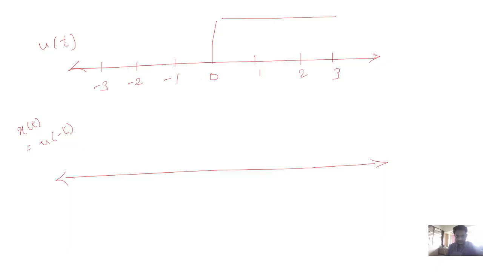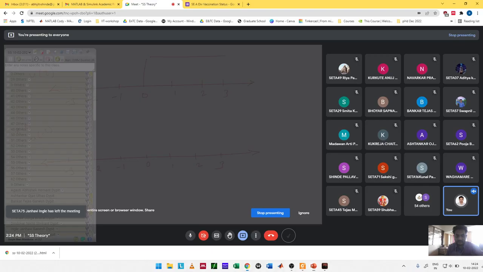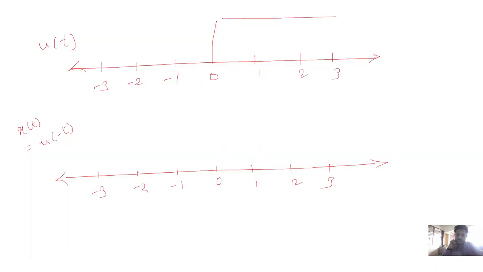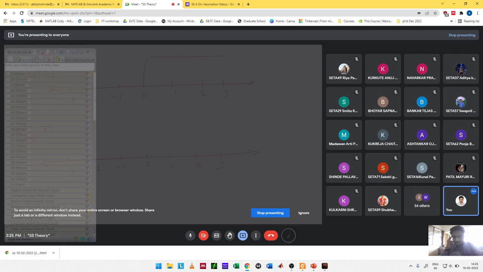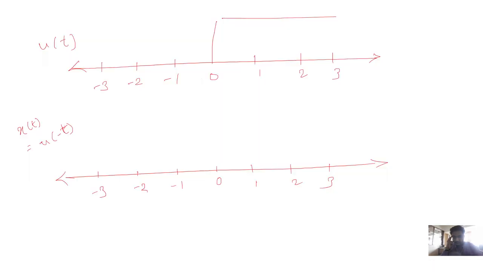Tell me what will be the value at 0. Let me write. Can anyone tell me what will be the value at 0? Is my voice clear? Yes sir. Okay, tell me at t equal to 0, what will be the value of x of t? One. Okay, so the value will be 1.